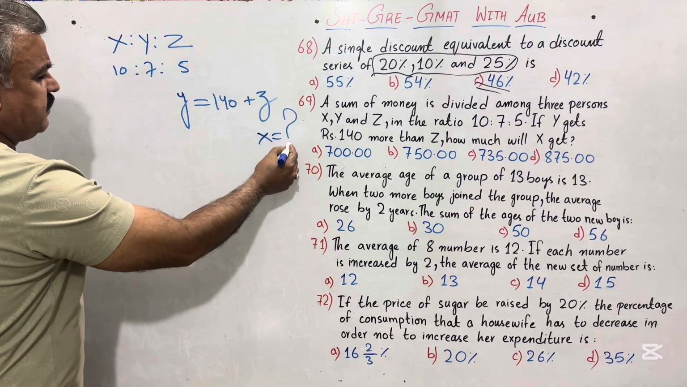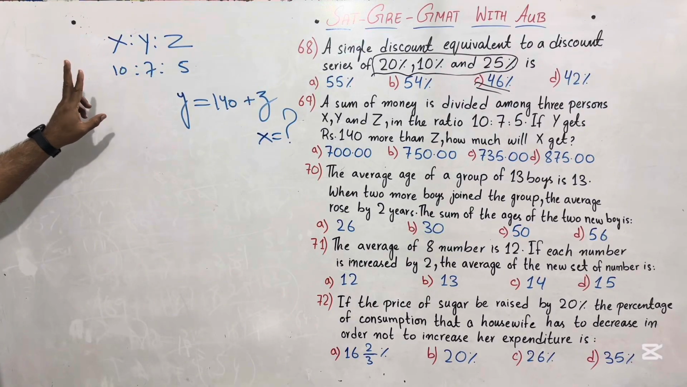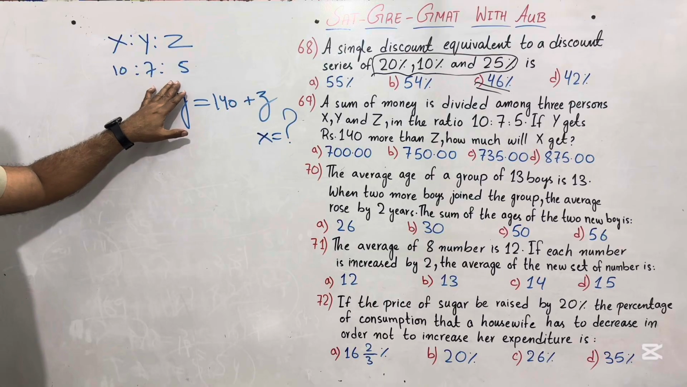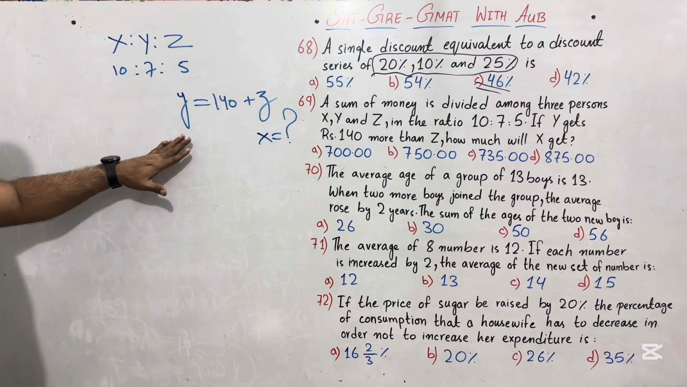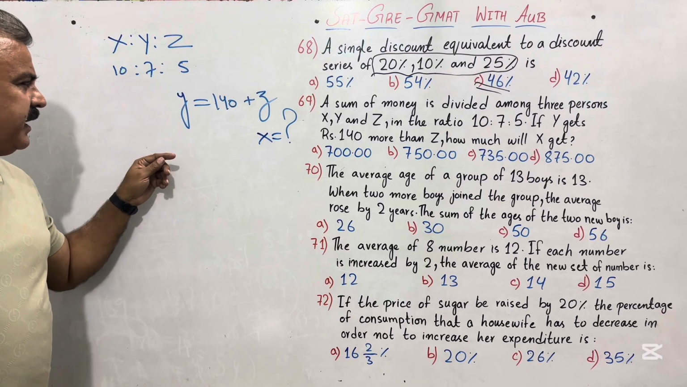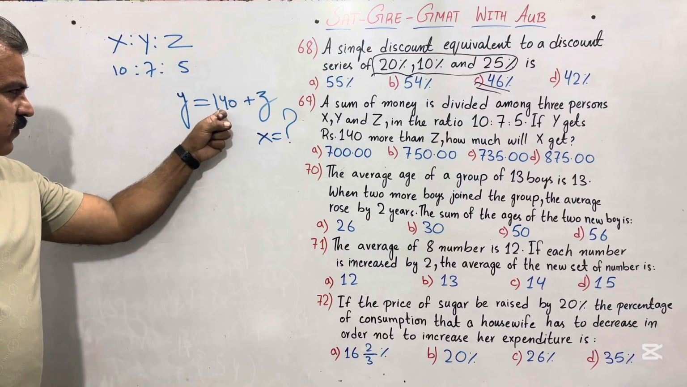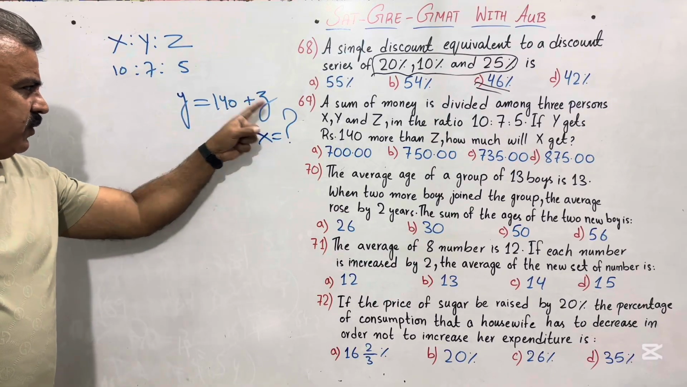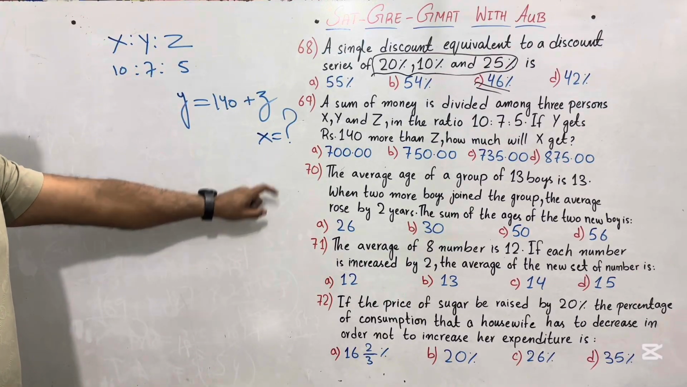X is the question mark. The ratios of X, Y and Z are 10, 7, 5, which is given to us. The only other fact we have been given is that Y gets 140 rupees more than Z. Then how much will X get?